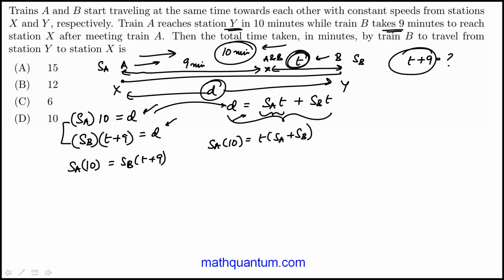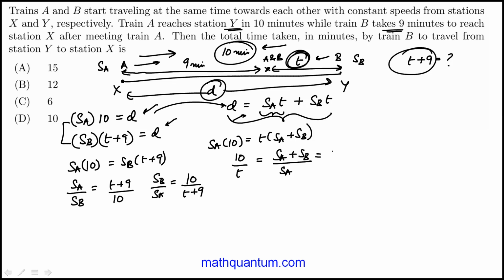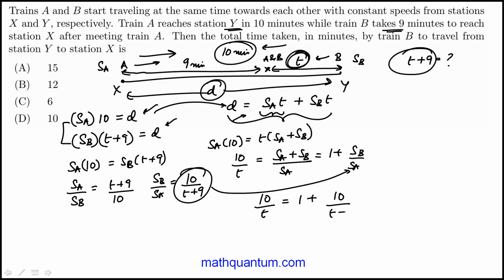So you'll see that to get rid of these speeds, I can create the ratio. For example, S_A over S_B is T plus 9 over T. Actually, I'll do it the other way and you'll see why. Because I can create the same ratio here by dividing both sides by the speed of A. So that would be 10 over T divided by S_A, and this will become 1 plus S_B over S_A. And that's exactly what we can substitute here so that we end up with an equation for T. So that's what we need to solve.